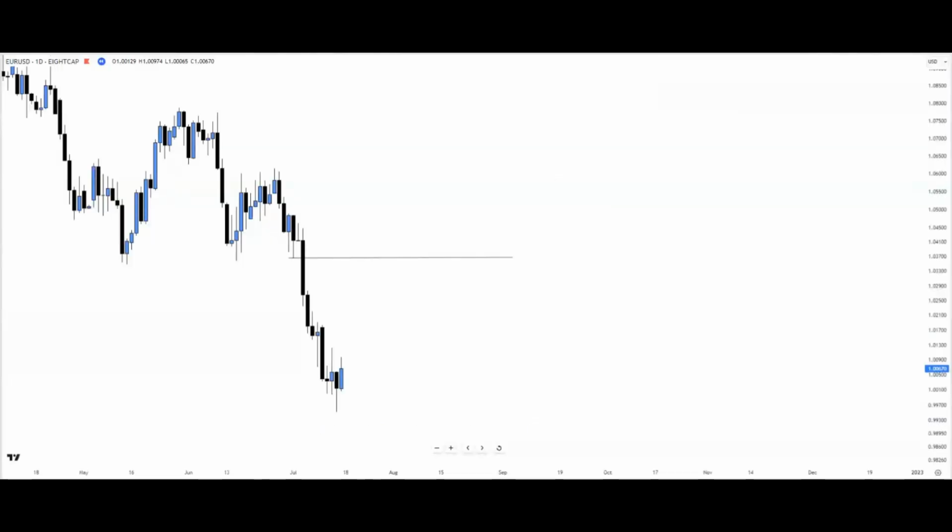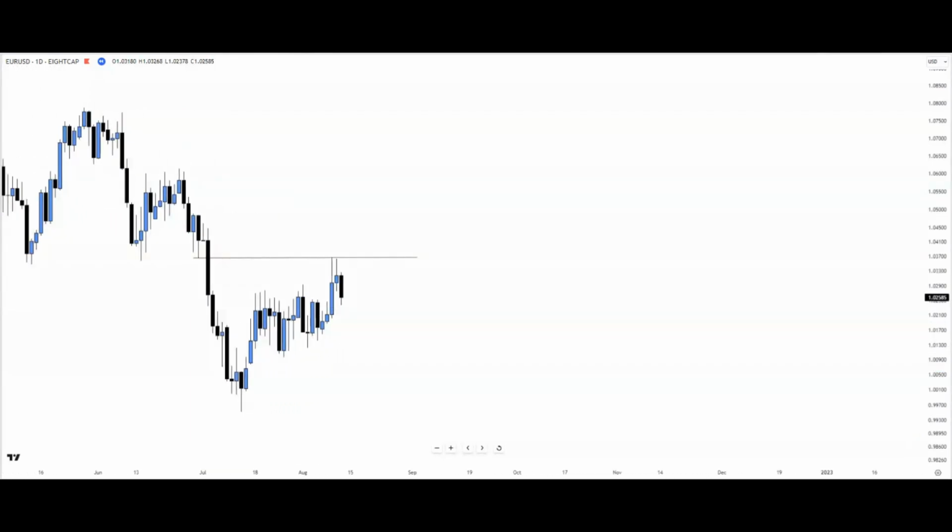So right here on Euro USD on the daily time frame, we've identified an institutional swing point right there. So this is an institutional swing point. So now I want to see what price does. And there you have it. So now let's go down to the lower time frame to see if we have a market structure shift or a break of structure.